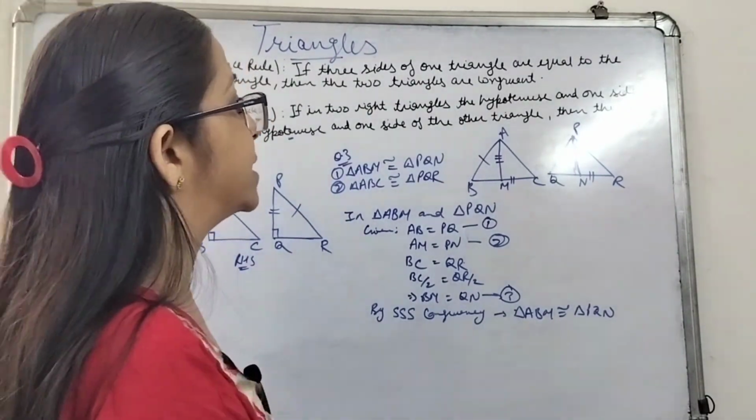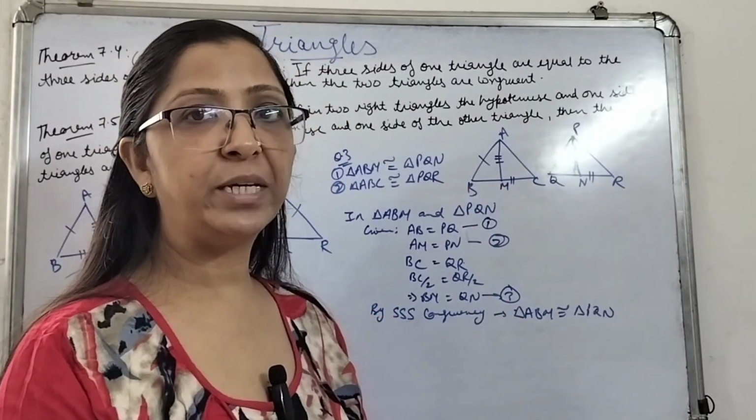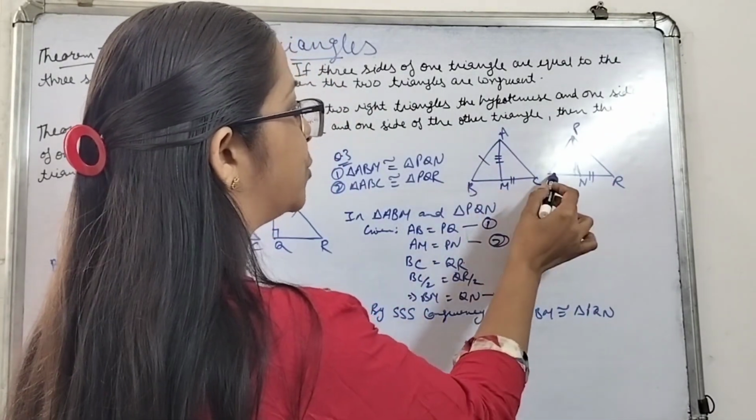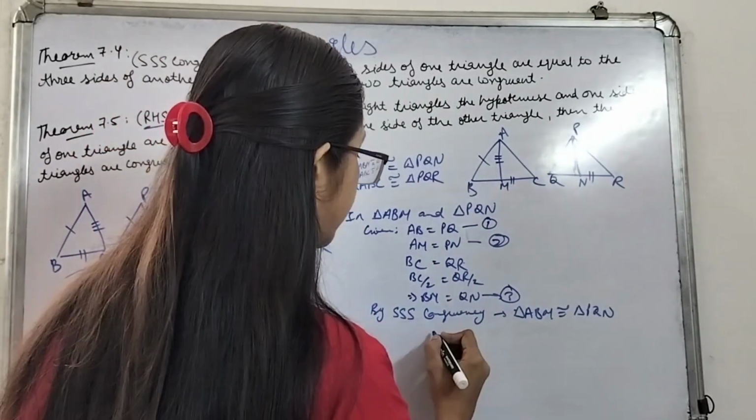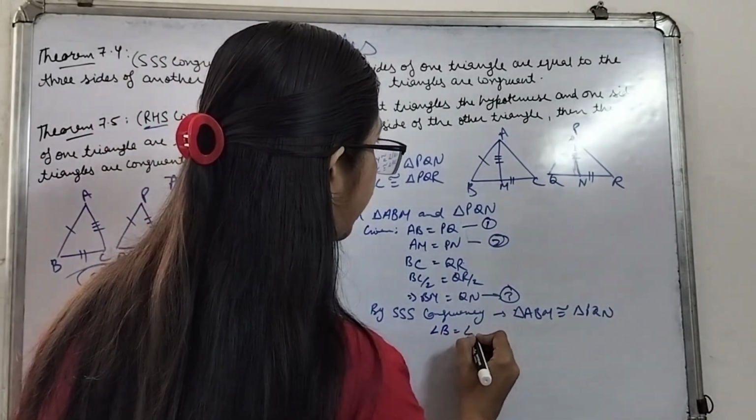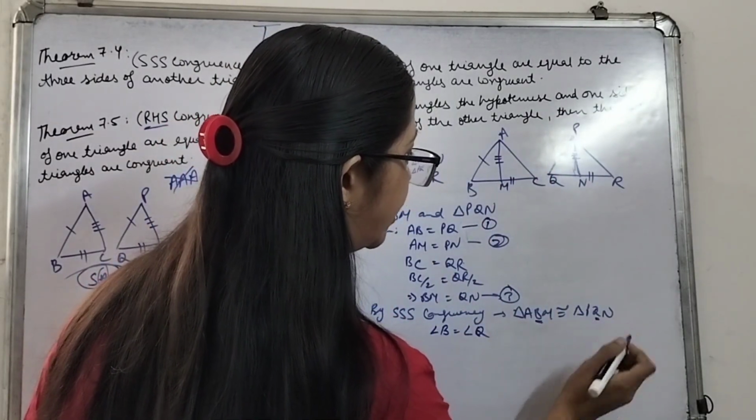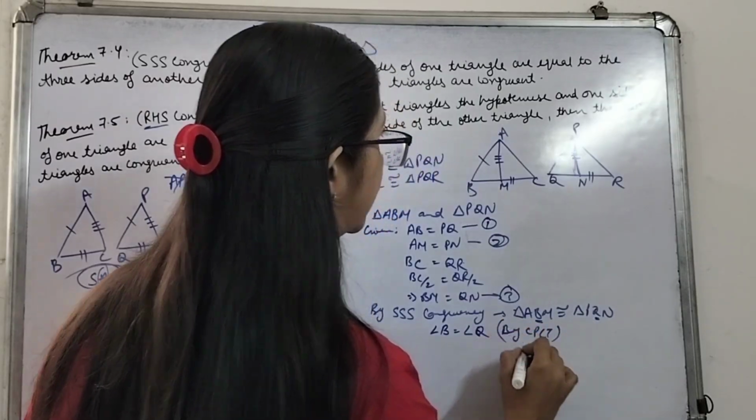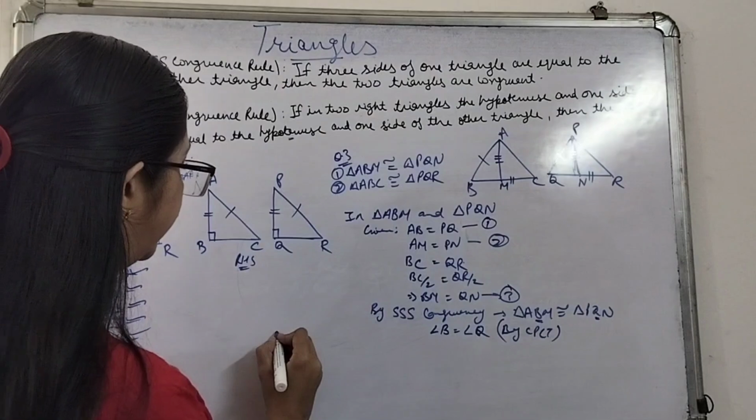Now, if the triangles are congruent, then what can we say? Their corresponding parts will be equal. Over here, A corresponds to P, B corresponds to Q, and M corresponds to N. That means angle B will be equivalent to angle Q, by CPCT. Right? Now the second question we'll be taking.